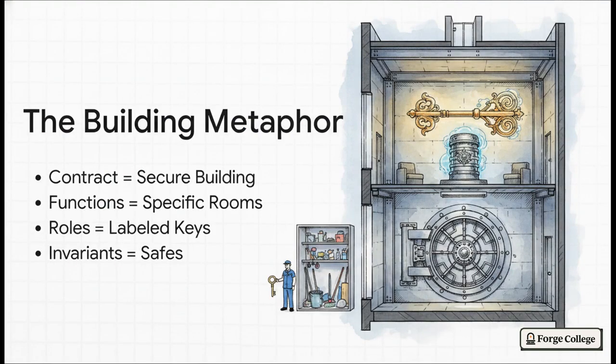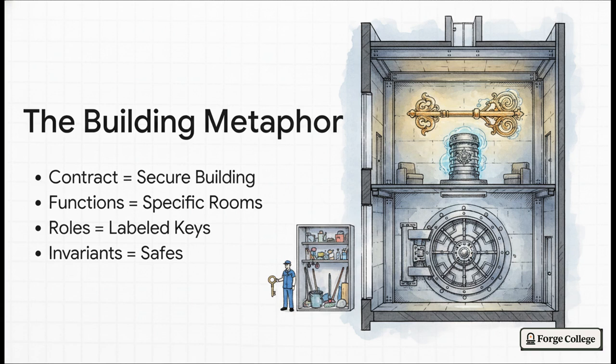Let's ground this with a brilliant metaphor. Imagine your smart contract is a highly secure building. Your individual functions, like minting or transferring tokens, those are specific rooms inside that building. Roles, well, those are the labeled keys that unlock the doors to those rooms. And your core contract invariants are the safes locked inside the rooms. It's kind of like a giant puzzle, but it becomes pretty obvious when you look at it this way.